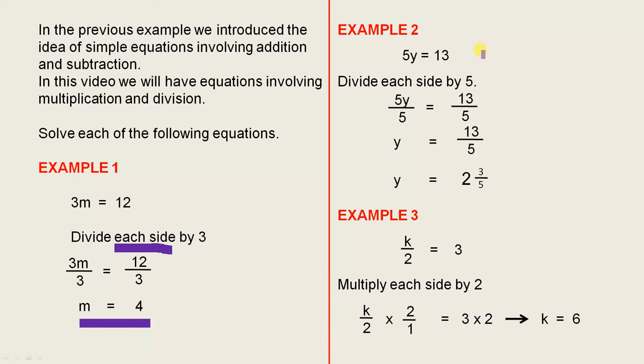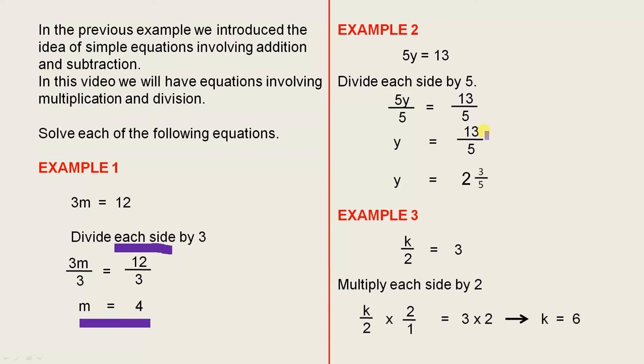Example 2, 5y equals 13. Here we have multiplication. The inverse operation of multiplication is division, so we divide each side by 5. So that gives us this line here. And when the 5's cancel, we have y. On this side, we have 13 over 5.